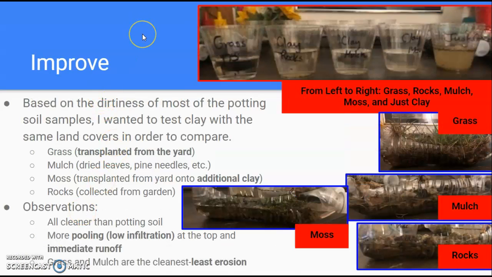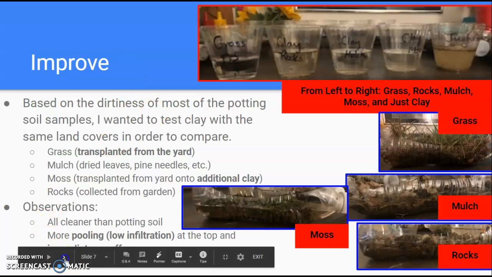So I improved it by also testing the clay across land covers because I was intrigued by the results from the potting soil and wanted to compare. The only difference is the grass was transplanted from my yard, so it was more grown-up grass. All showed up much cleaner than the potting soil, but with way more pooling immediately and runoff, so way less infiltration. But the grass and the mulch are the cleanest, showing the least erosion amongst these samples.